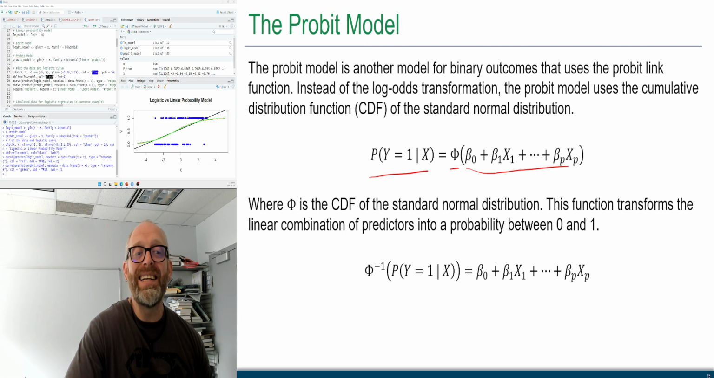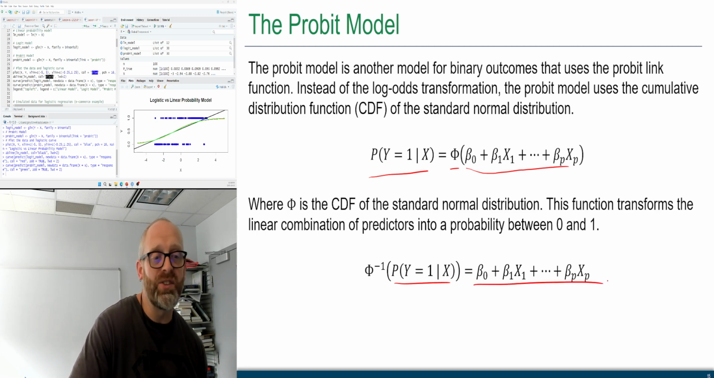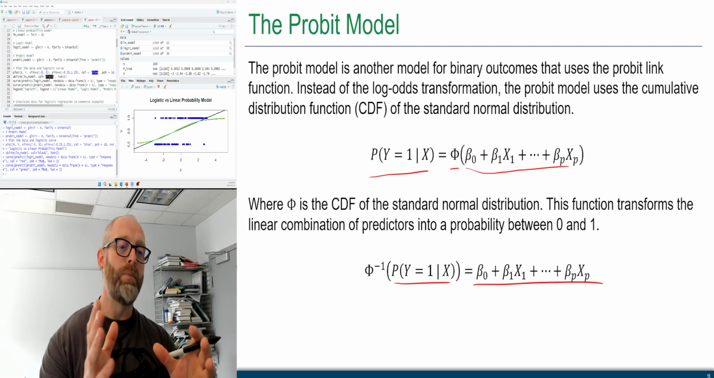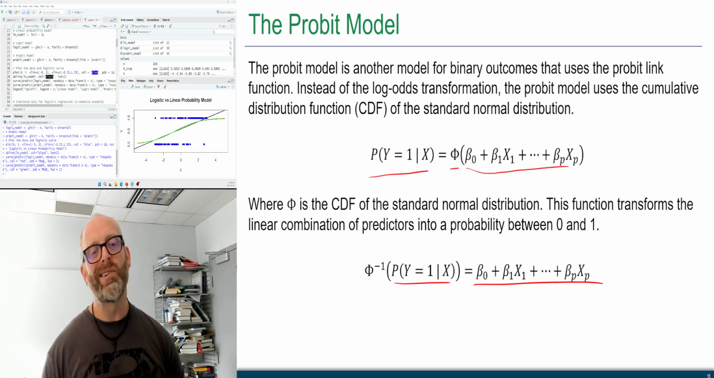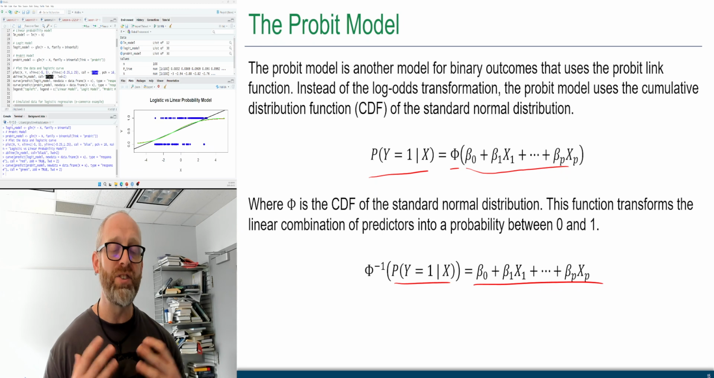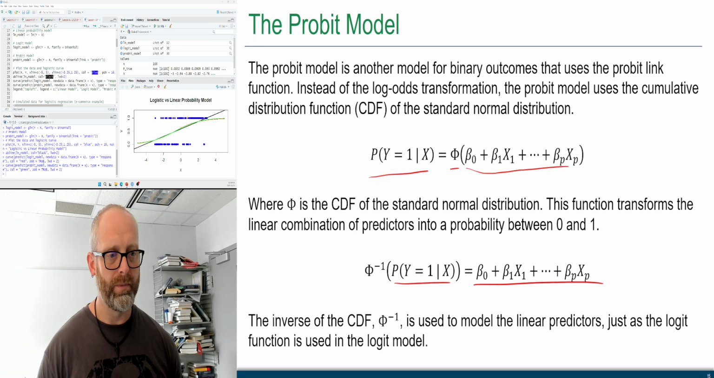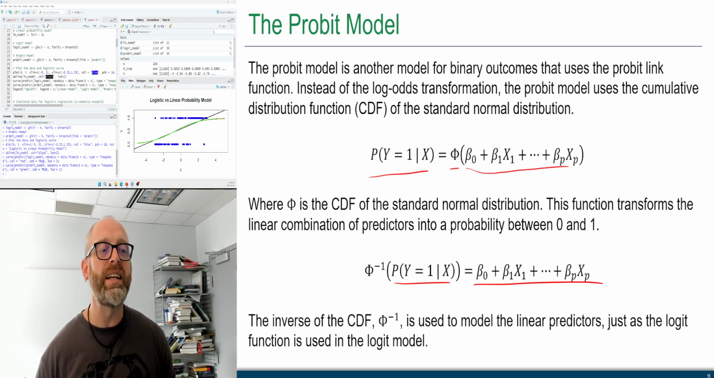So the transformation I need to do here is I just need to undo phi, which is taking phi inverse. So phi inverse of the probability that y is equal to 1 for a given value of x is equal now to our linear combination of predictors. So it's the same thing as we had beforehand, but what we had beforehand was some function whose input is the odds. Here we have some function whose input is specifically our probability. So that makes it a little bit nicer, but the interpretation of all of this becomes a little bit more difficult. So the inverse of the CDF, that's phi inverse, is used to model the linear predictors, just as the logit function is used in the logit model.